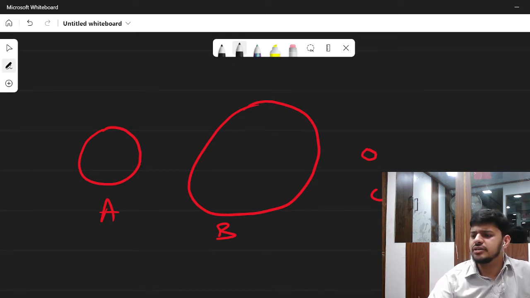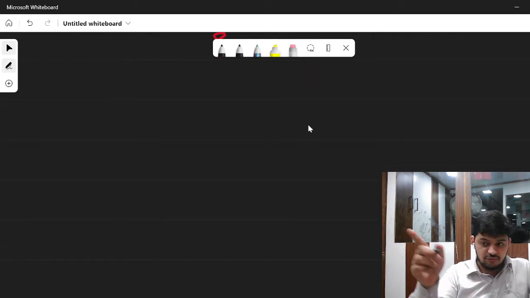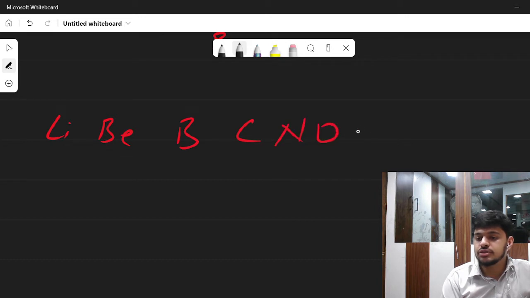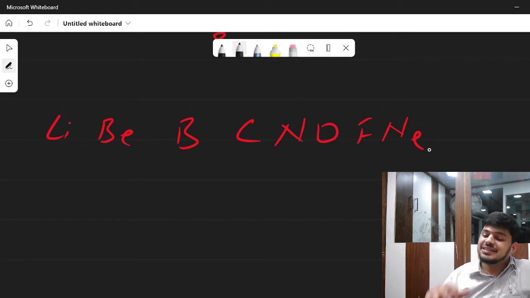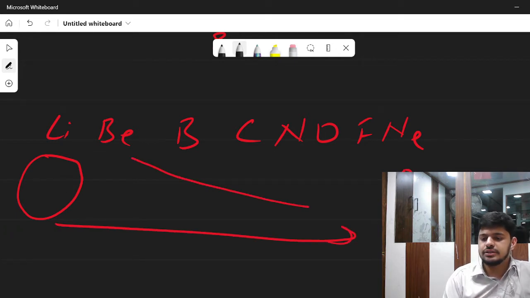Now guys, tell me, for example, if we talk about the periodic table, on moving from left to right in a periodic table, like for example, lithium, beryllium, boron, carbon, nitrogen, oxygen, fluorine, and neon. On moving from left to right in the periodic table, the atomic size actually decreases. Decreases means this is big and this is smaller, and this is very small. It will be like this. Atomic size decreases. Correct. Why does this decrease?